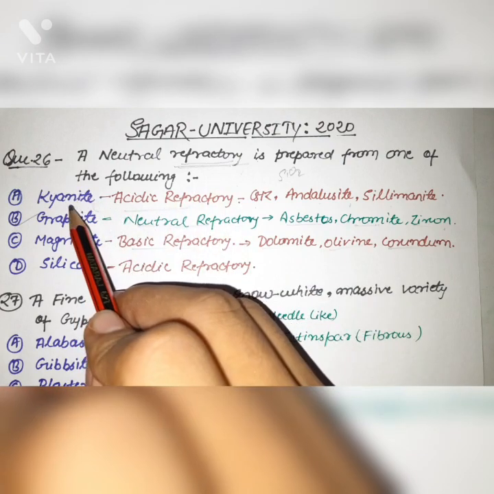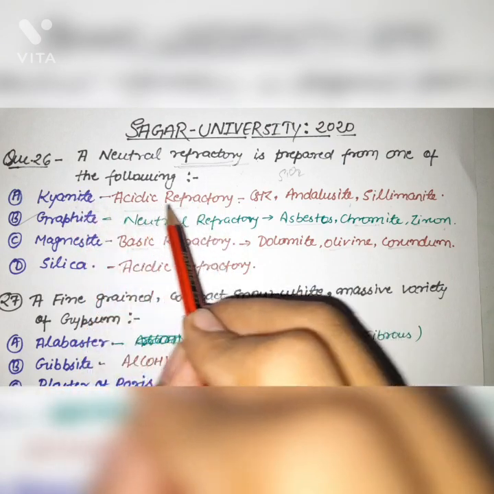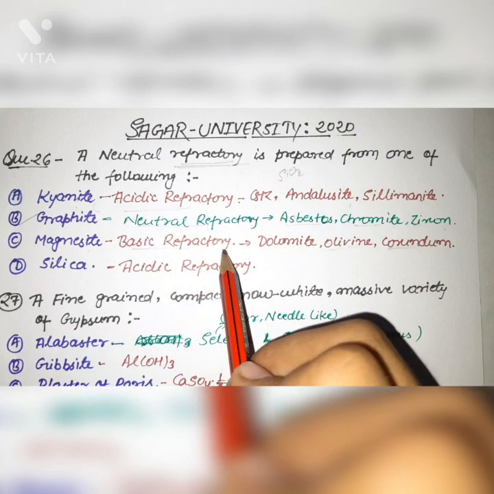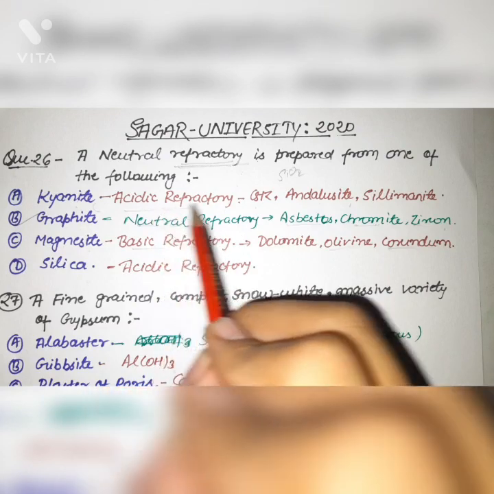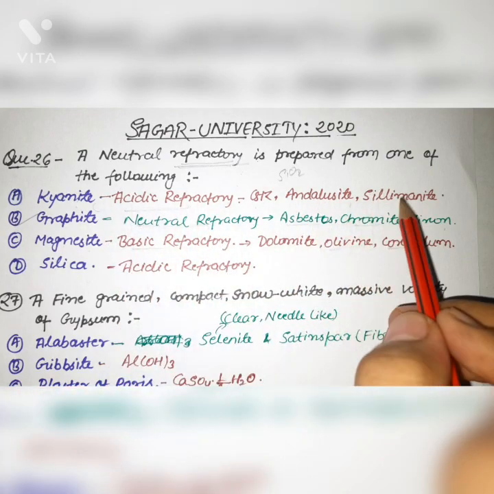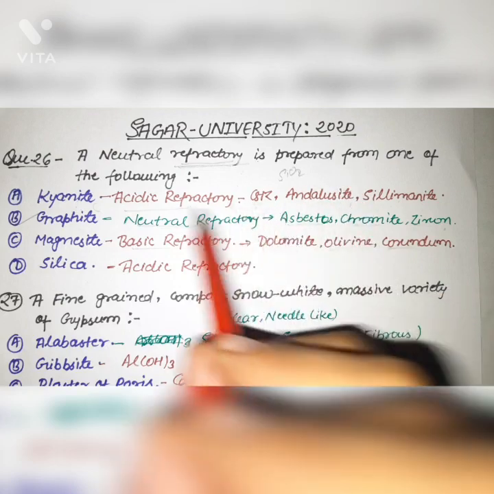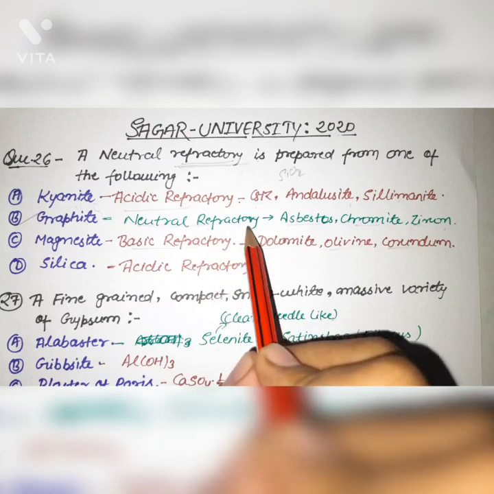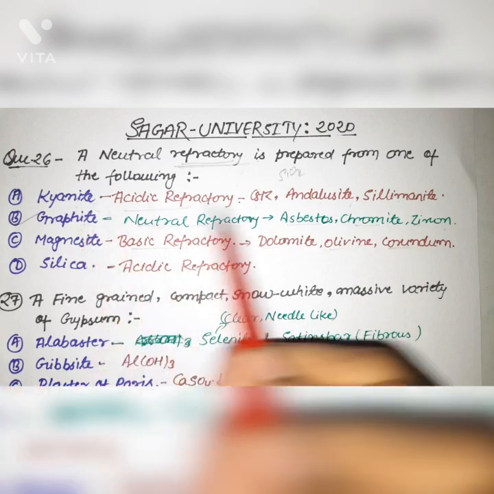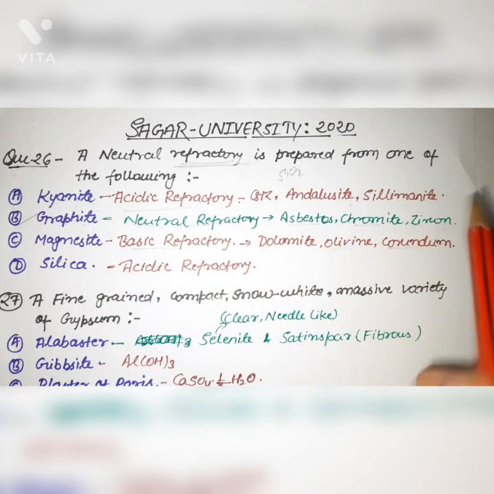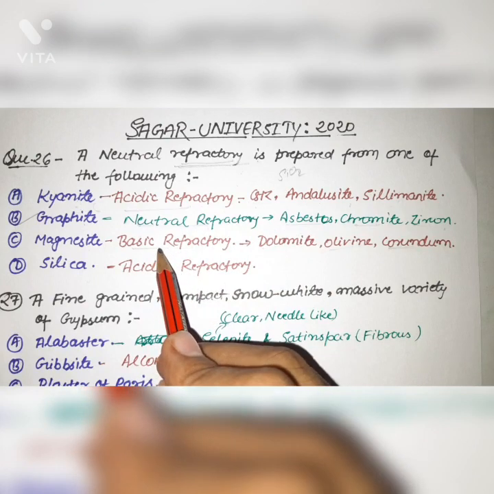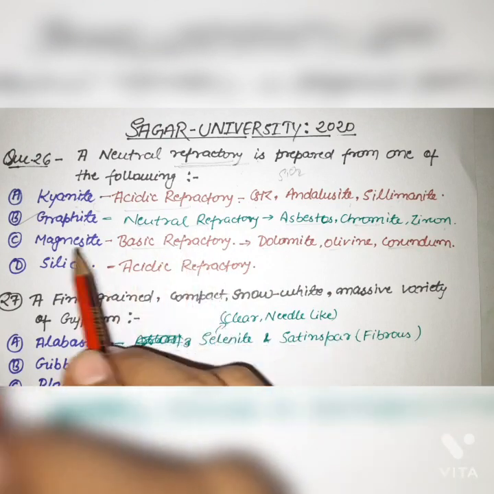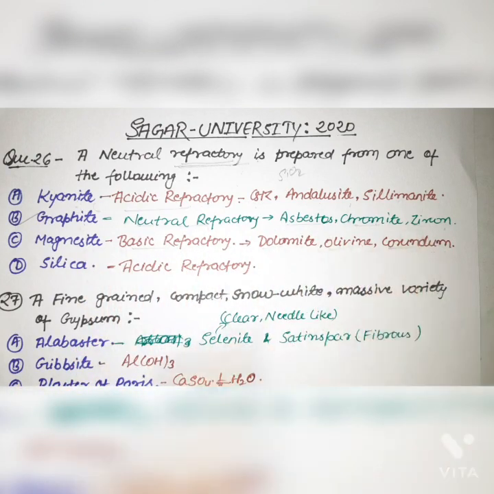These are of three types: acidic refractory, neutral refractory and basic refractory. Examples of acidic refractory minerals are kyanite, andalusite, sillimanite and even quartz. So the first option is an acidic refractory. Second is neutral refractory, and examples of neutral refractory minerals are graphite, asbestos, chromite and zircon. Next one is basic refractory, and examples of basic refractory materials are magnesite, dolomite, olivine and corundum.